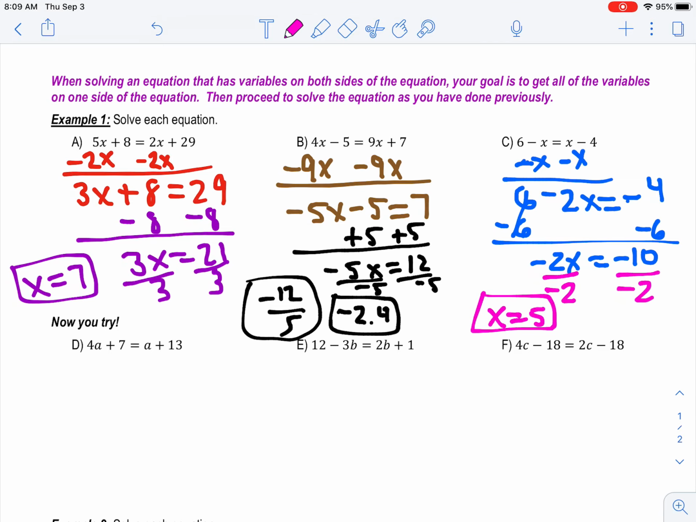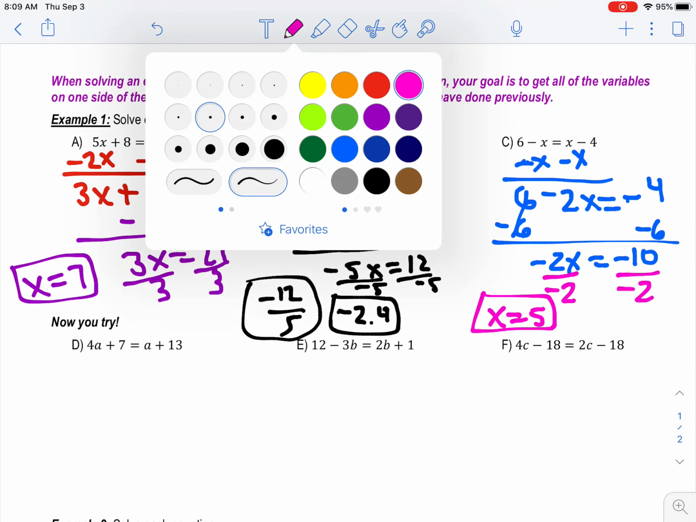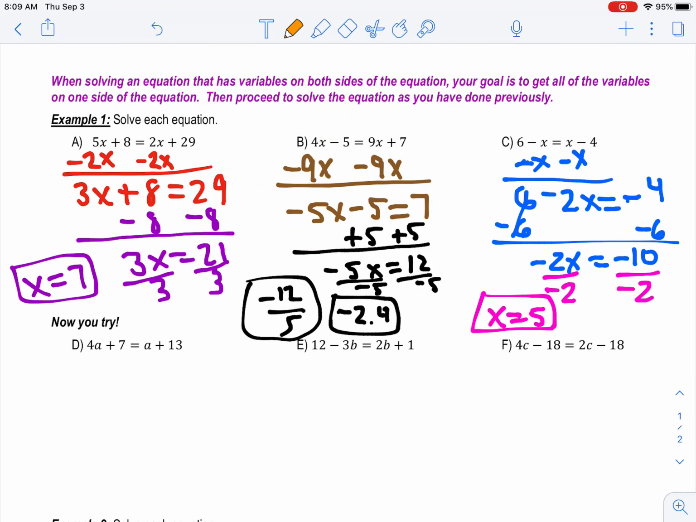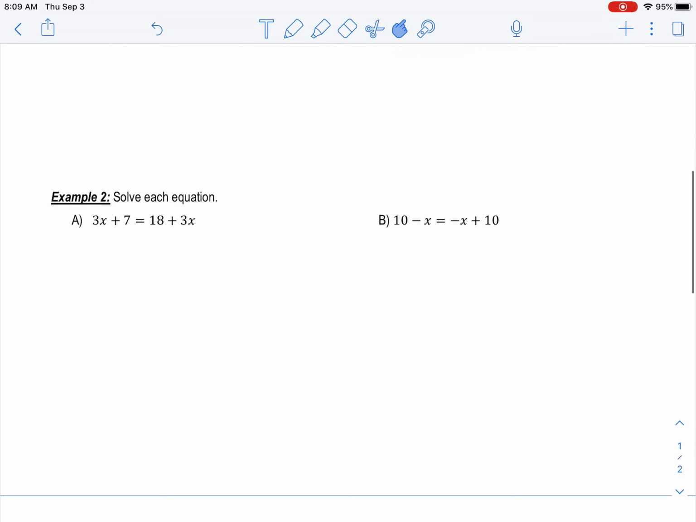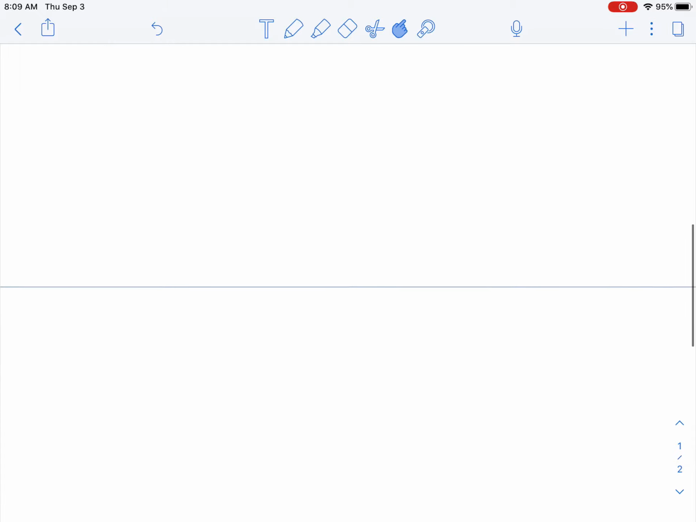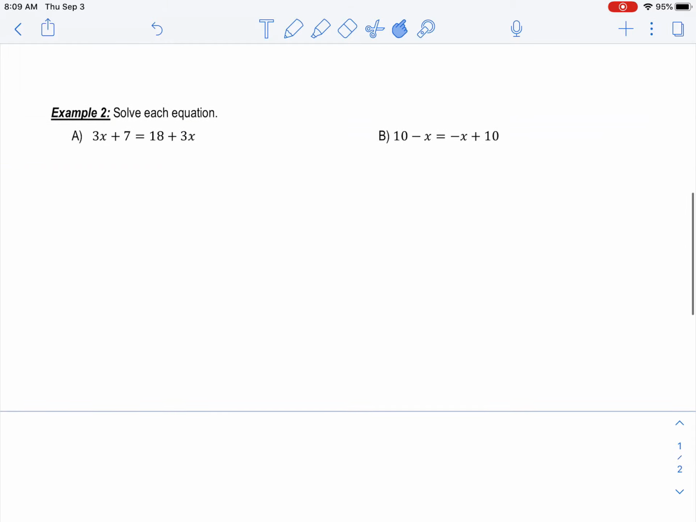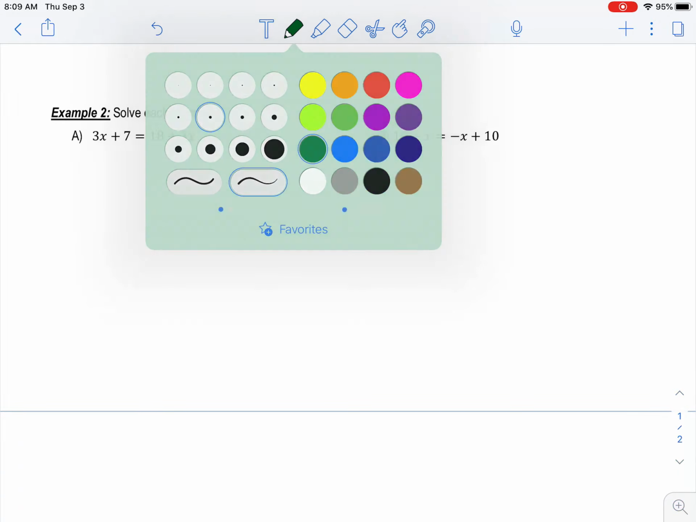We're going to have you try the next couple problems, and then we'll go through it as a class. We'll go through example 2 together, just to make sure you did all right up above.